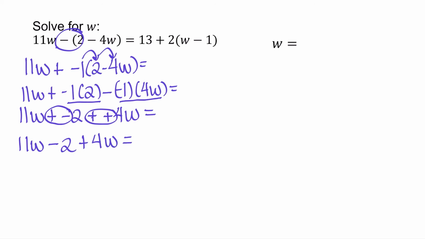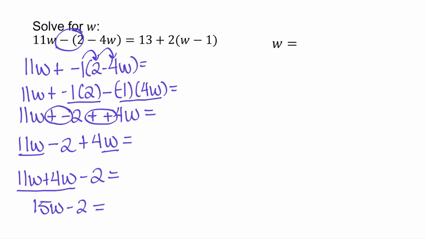So now on the left side, notice that I have like terms. I have a 4w and I have 11w. So I'm going to combine those two like terms, and 11w plus 4w will give me 15w. So I have 15w minus 2, and now my left side is fully simplified.